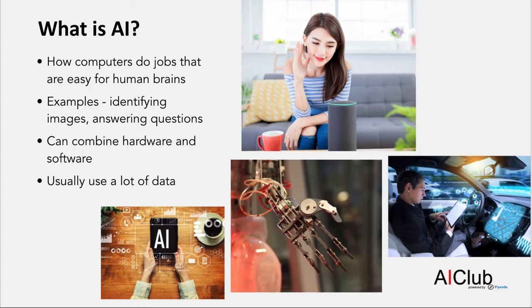Now, most types of artificial intelligence also use a lot of data because frequently that's how an artificial intelligence learns. So self-driving car, a navigating robot, a digital assistant, these are all examples of artificial intelligence.